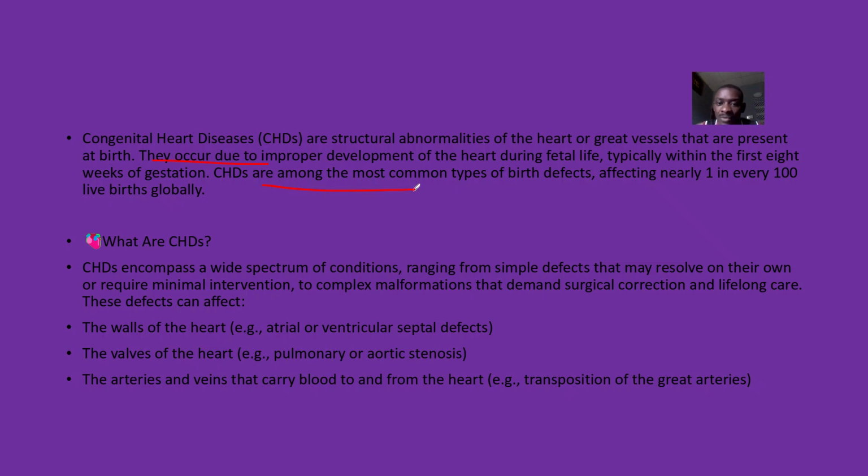They are among the most common types of birth defects. So what are they? They encompass a wide spectrum of conditions ranging from simple defects to defects that are actually life-threatening. Do you understand? Simple defects could actually resolve on their own, while the other ones need special treatment for them to resolve. The defects can affect the walls of the heart, the valves of the heart, or the arteries and veins that carry blood to and from the heart.